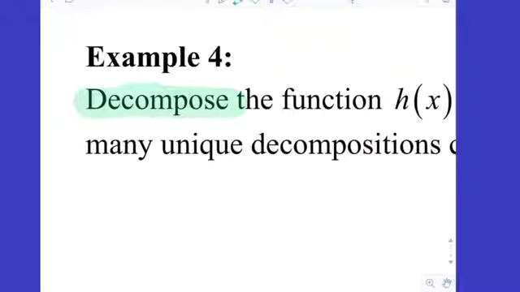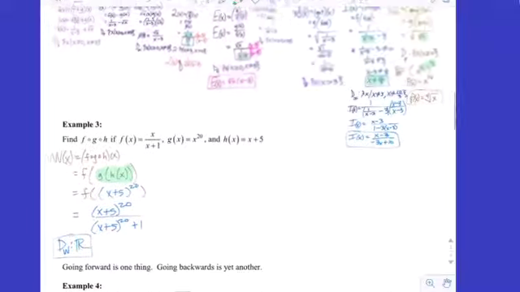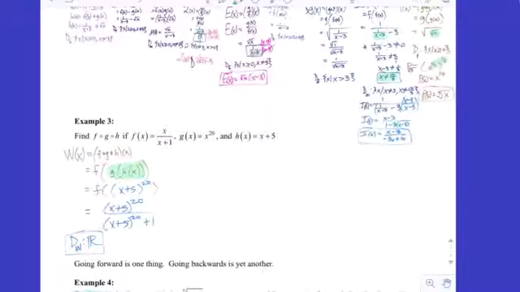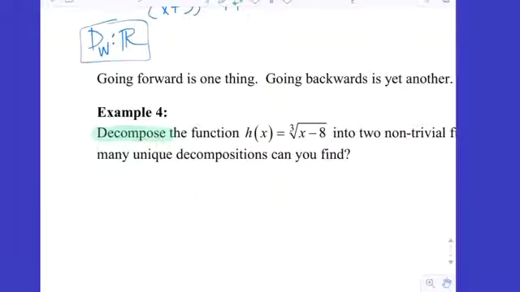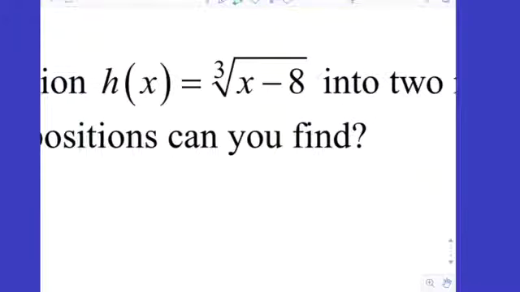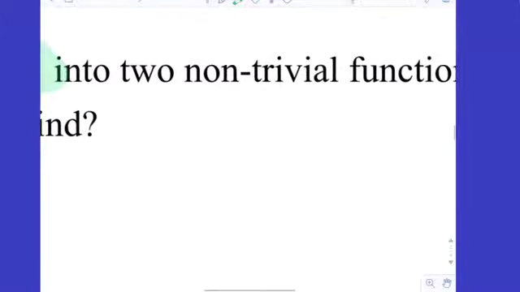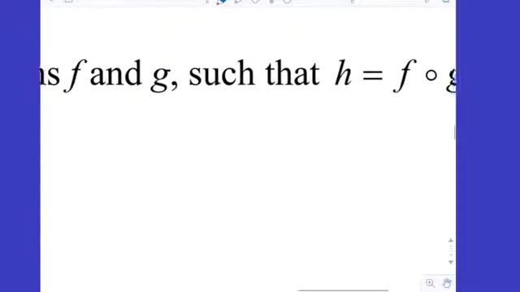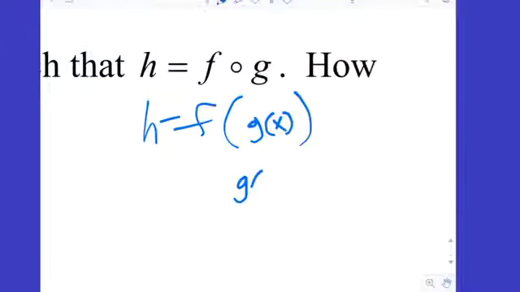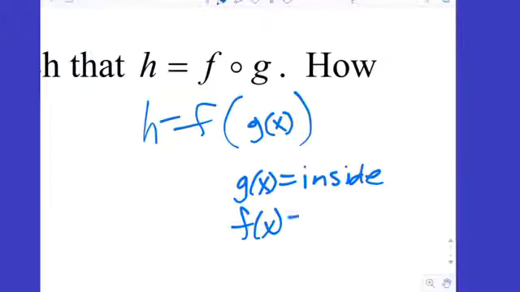I get it. What we're doing on example 4 now is instead of composing, like we did up here on F, G, H, and I, where I give you some functions and you put them together, now I'm giving you something that is put together, and you're going to give me the components. We're going to decompose it, right? So we're starting with something that is all put together. H of x is the cube root of x minus 8, and it says to decompose it into two non-trivial functions f and g, such that h is equal to f of g of x. All right, first things first. Recognize that g of x is the inside function, and f of x is the outside function.